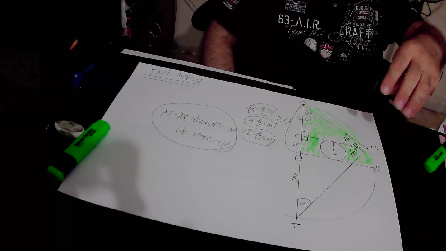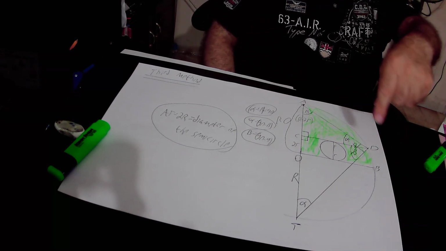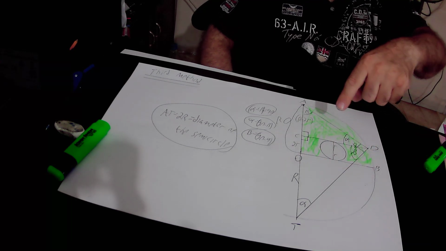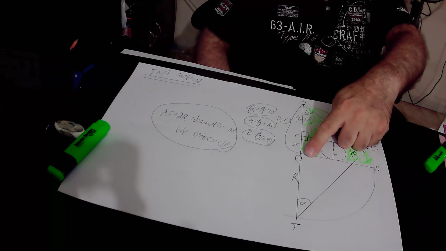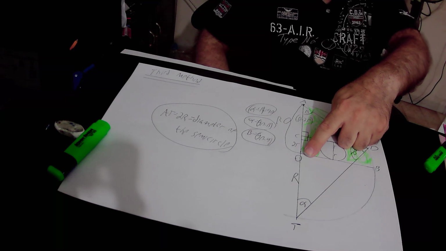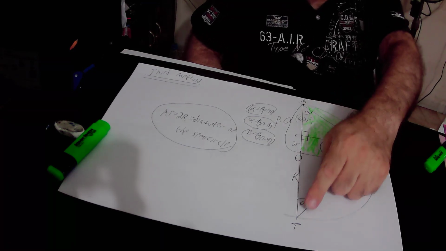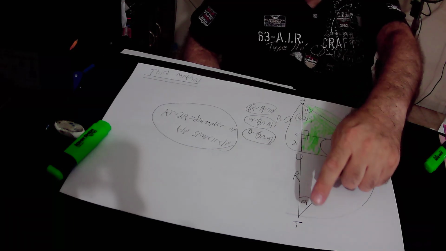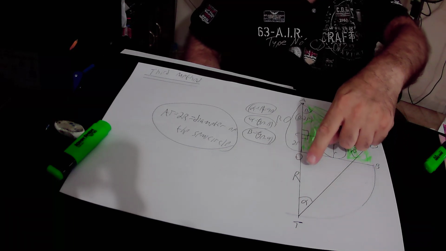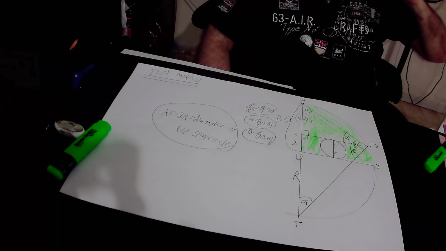Then we completed the quarter circle to a semicircle. Point O is the center of the semicircle. Point T is a point of the circle itself, therefore on the semicircle itself, therefore OT is the radius of the semicircle, that is equal to capital R.